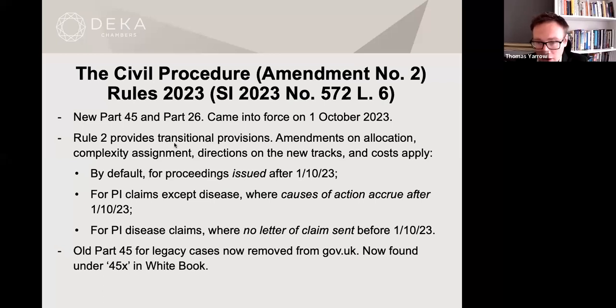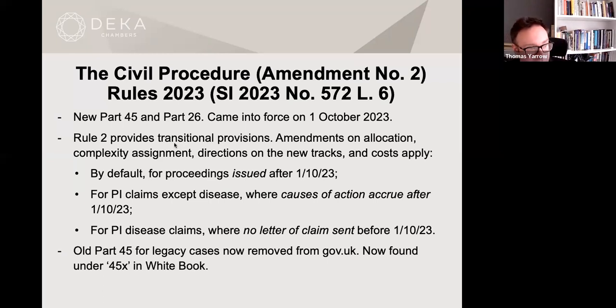So how did this all happen and what is its basis? Well, it is the charmingly titled Civil Procedure (Amendment No. 2) Rules 2023. And what those amendment rules do is the general CPR amendment stuff in various bits and places. But the important stuff for the purposes of our talk is they really rewrite to a full extent Part 45. So we have a brand new Part 45, and they rewrite to a certain extent Part 26, which is the early case management part of the CPR.